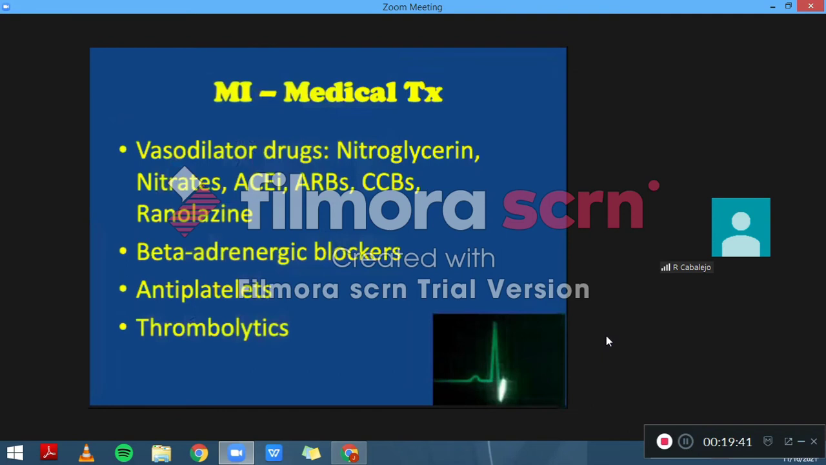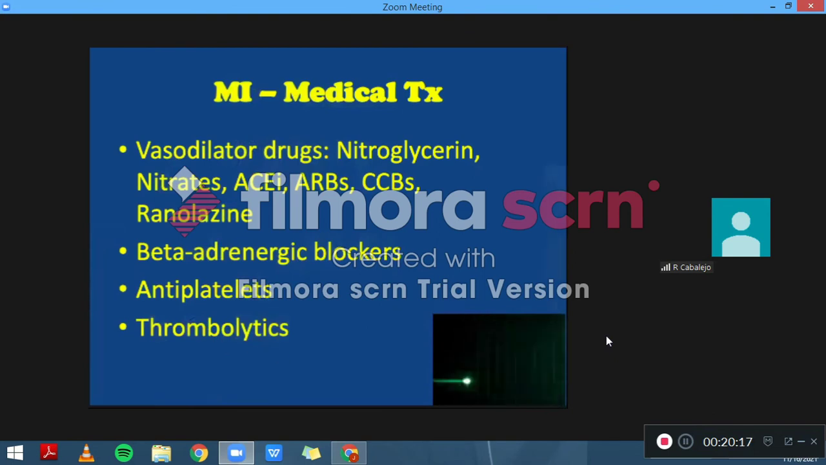In general, this is a very complicated topic, but at your level, it's enough to know that there is a medical treatment of MI, usually involving the administration of vasodilator drugs like nitroglycerin, nitrates, ACE inhibitors, aldosterone receptor blockers, calcium channel blockers, as well as ranolazine. And you may also give beta-adrenergic blockers to tone down your sympathetics, of course antiplatelets in order to lessen the propagation of your thrombus, as well as thrombolytics to halt the progression of your coagulation cascade.